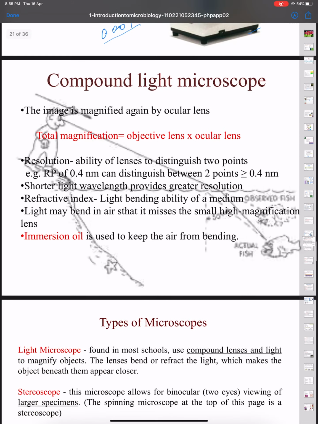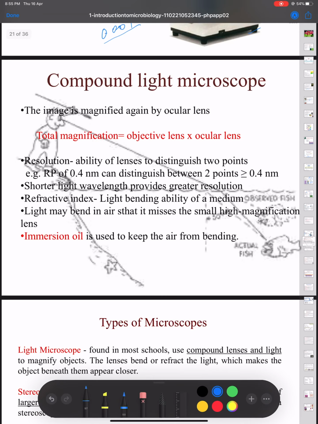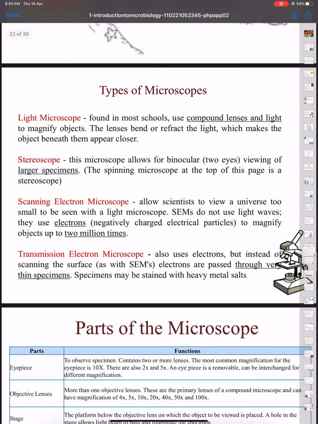Now, what is magnification? As I told you, you have the ocular lens, that is the first lens, and the objective lens, the second lens. In between you have the three different lenses here, right? Together they will be your total magnification. So yeah, that's all for this.